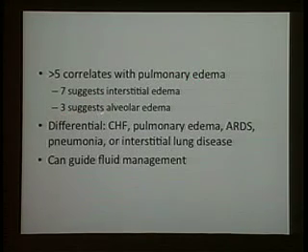So people have suggested if you have less than 3 B lines or comet tails in a particular sector, that lung doesn't have too much water. If it goes 5 or higher, it suggests that you have what we call an interstitial pattern. This can be a fibrotic lung, this can be a lung with pulmonary edema, okay? And you can use this to gauge where you are.